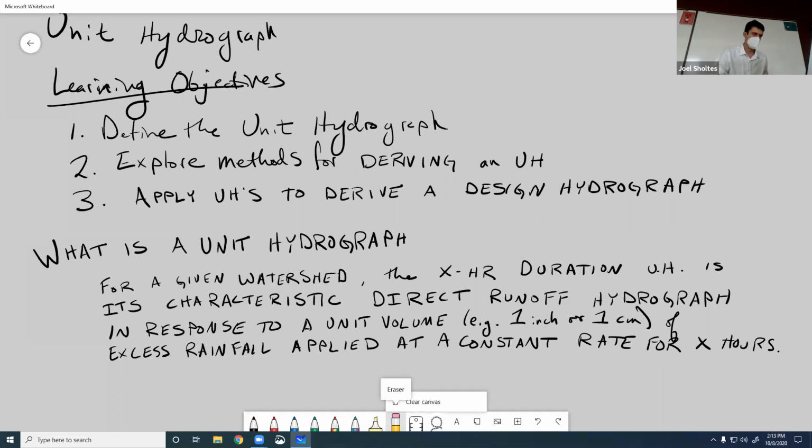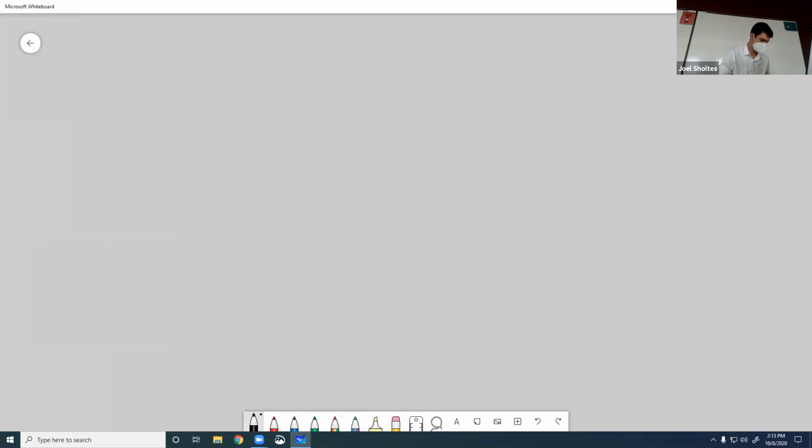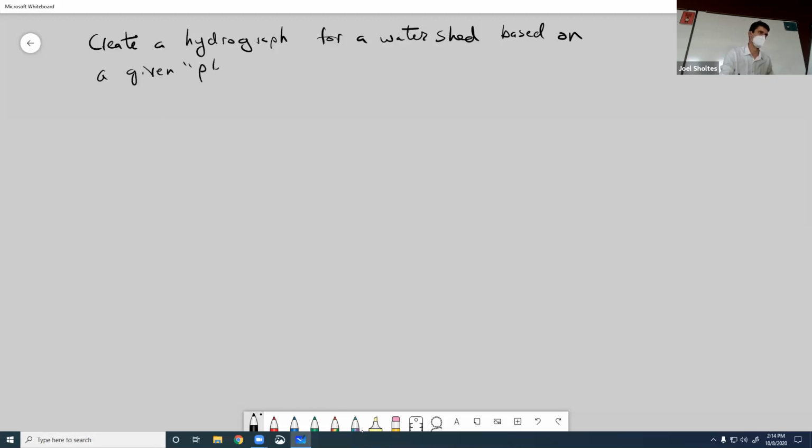All right, so let's get into that a little bit more. The idea here is that we're going to create a hydrograph for a watershed based on a given pulse, or unit of excess rainfall.